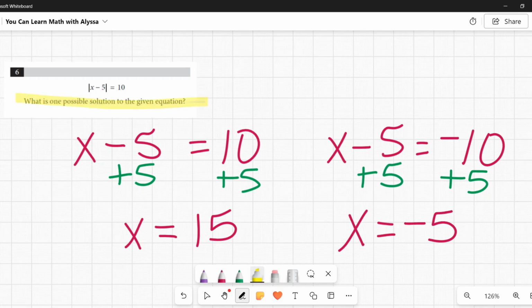Again, just as a general SAT rule, always go back and double check which one they are asking for before you enter it, because obviously in this case, if they had said, what is the negative solution, you would have chosen negative 5. If they said, what is the positive solution, you would have chosen 15. This time they're being nice, you can use either one.